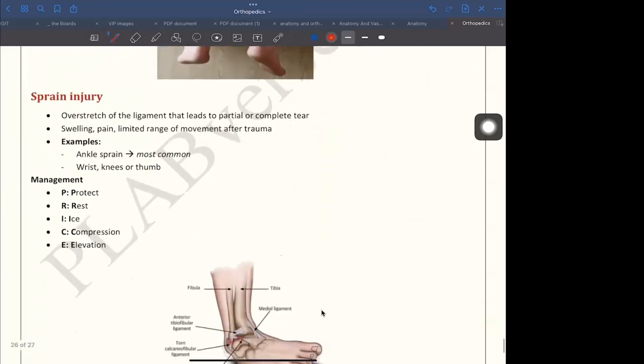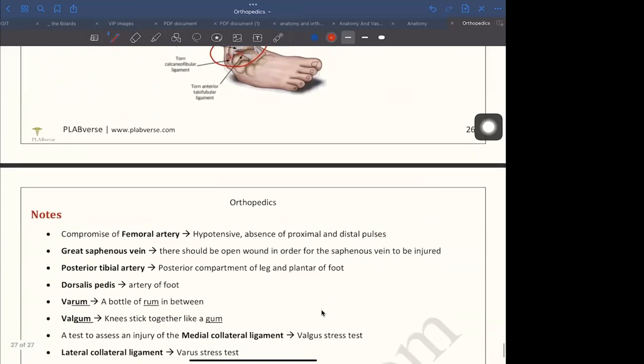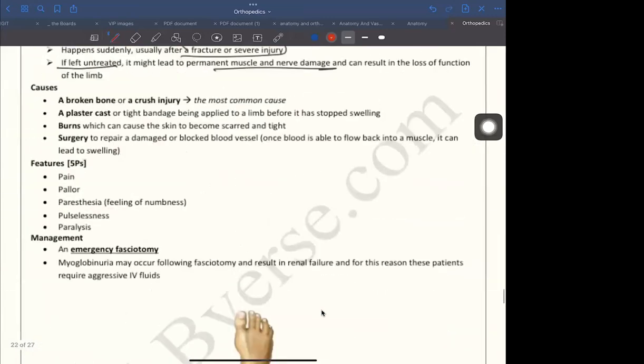Sprain injury, and this is the PRICE: you need to protect it, have some rest, have some ice, compression and elevation. It usually happens in the ankle tendons after running very quickly. So we've reached the end of the notes. So this was the orthopedic session.